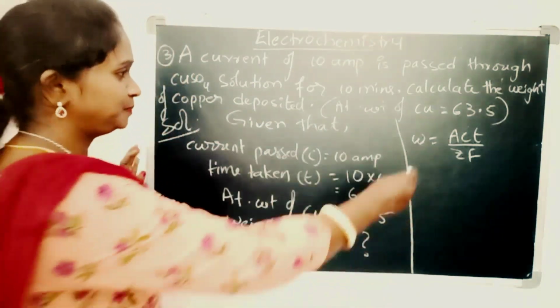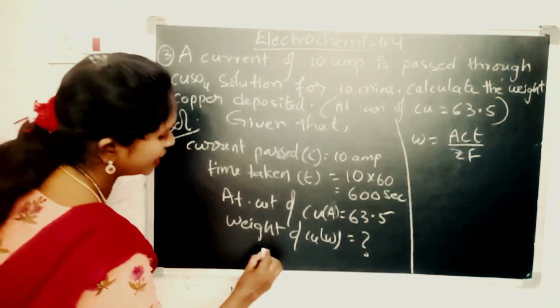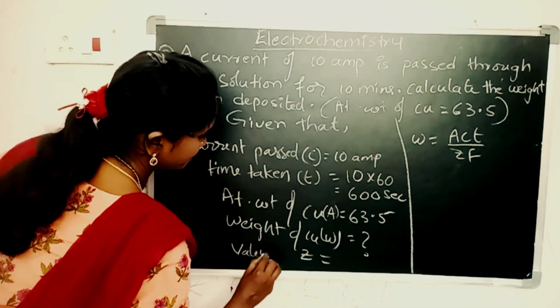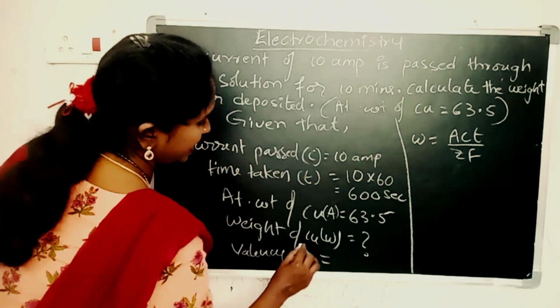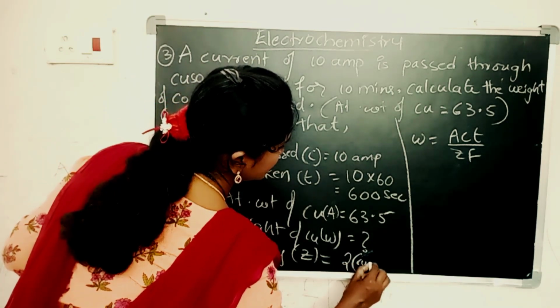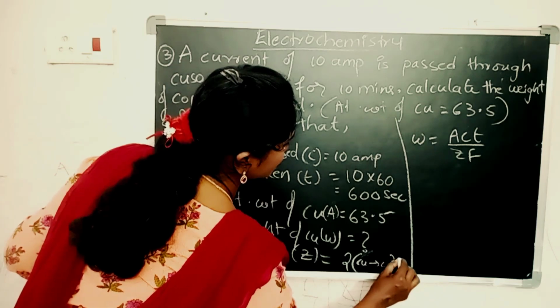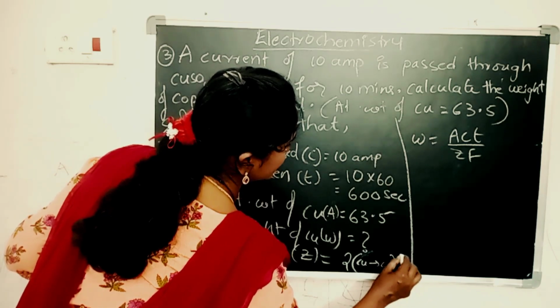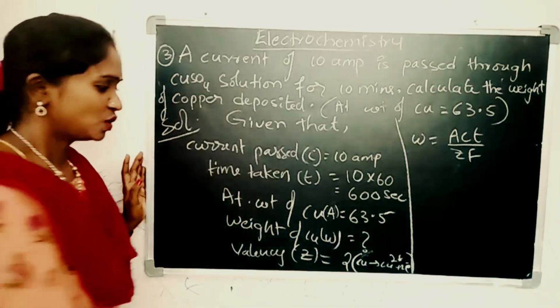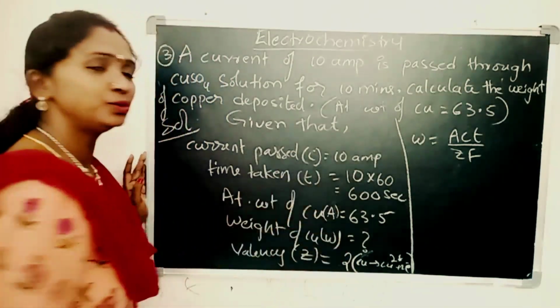Z equal to valency. So the valency of copper, Z, equal to 2. Copper gives rise to Cu2+ plus 2 electrons. We can write the equation like this. So the valency of copper equal to 2.